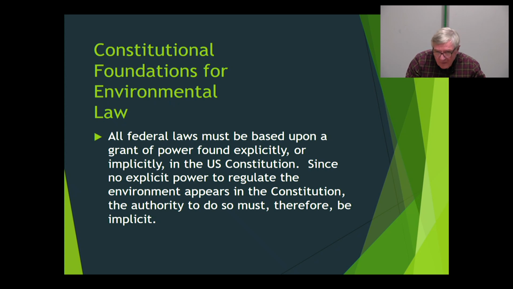So, as the slide indicates, rather than having an explicit, specific grant of power enabling Congress to pass laws concerning the environment, that power, the power to pass laws regarding the environment, has to be implied in the Constitution, or what we call implicitly found in the Constitution. Again, there's no explicit, specific statement in the Constitution that grants Congress the power to regulate the environment. But, as we'll see, there are implicit statements in the Constitution which Congress has used to justify environmental legislation.